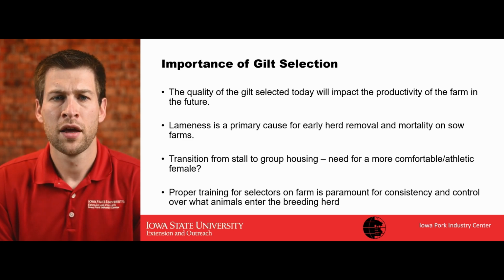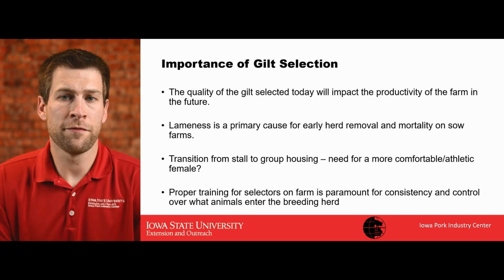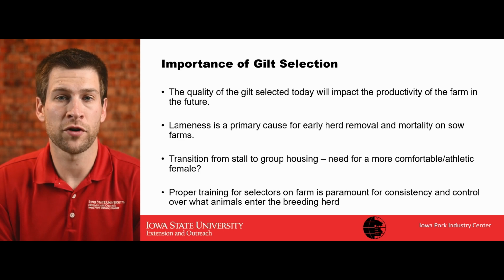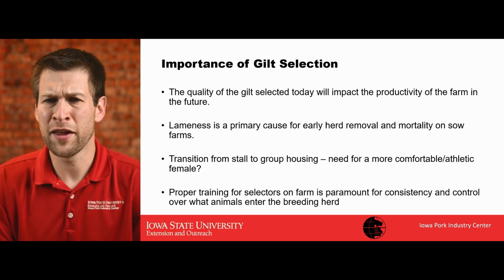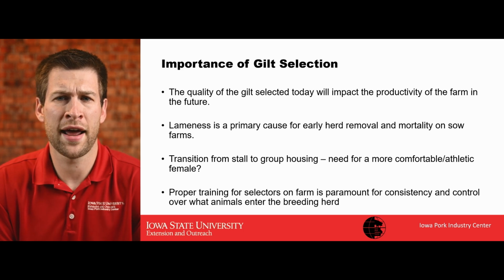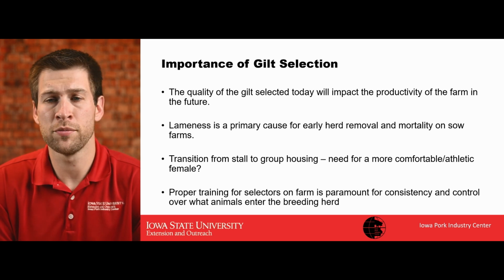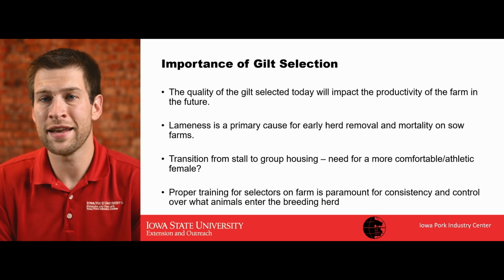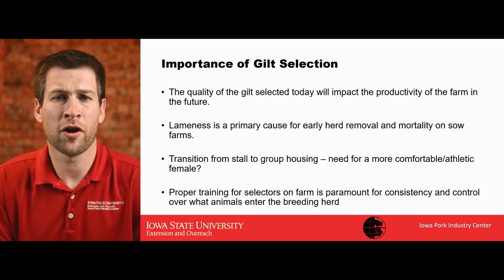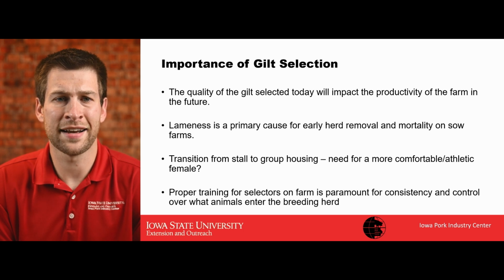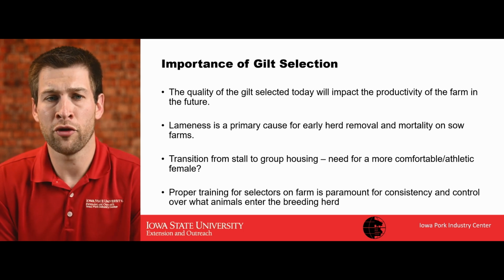And with that, lameness is a primary cause for herd removal. Reproductive failure and lameness are really the primary reasons for culling in the swine industry. And work done here at Iowa State, as a part of the survivability grant, has also shown that lameness is one of the leaders in sow mortality on farms as well, second only to unknown deaths. So aside from sows that we find dead, lameness is really the number one known cause of sow death loss. So that really heightens the importance of being able to select and identify sound, functional animals before they enter the herd.